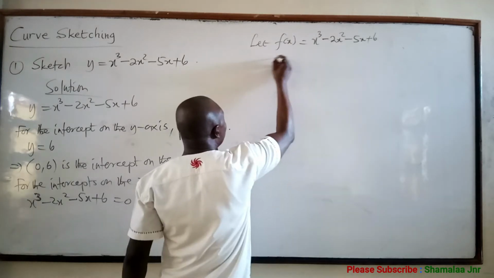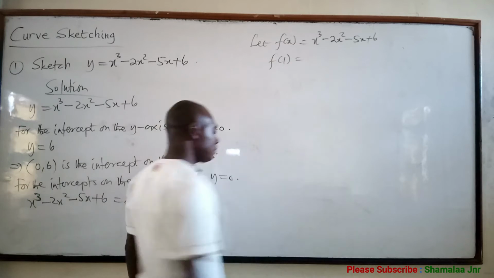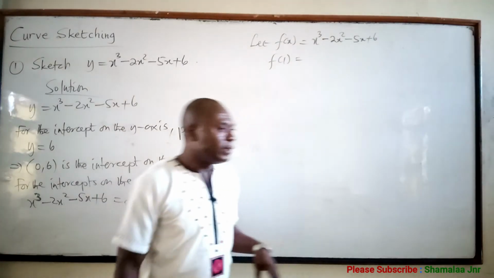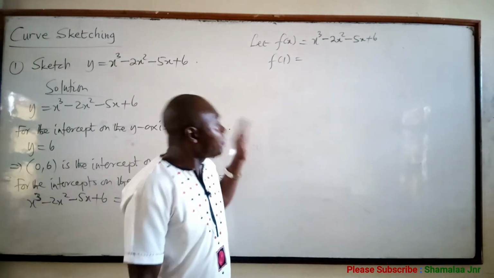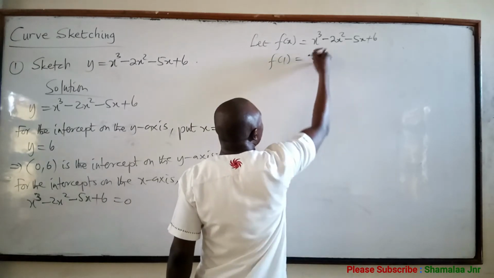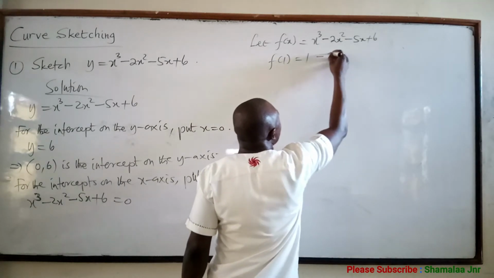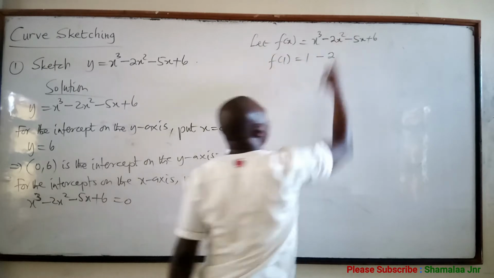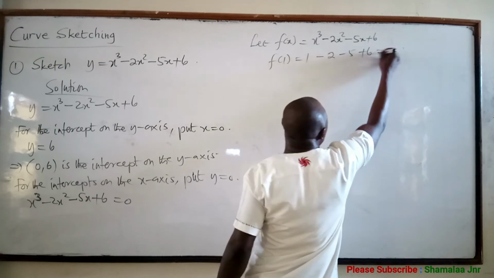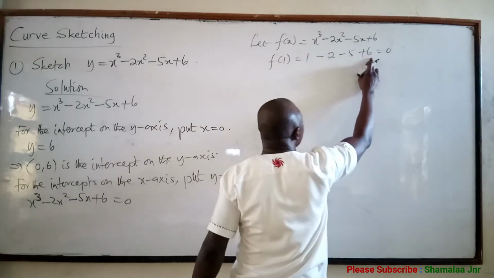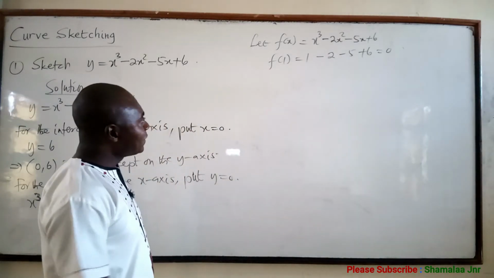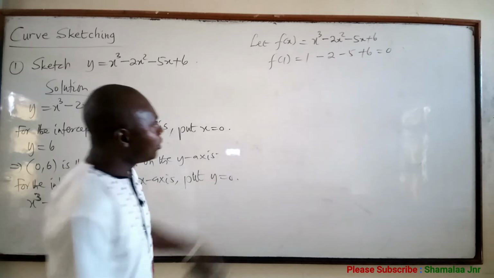So you can decide to find f of 1. If you find f of 1 and you get 0, then according to the factor theorem, x minus 1 will be a factor. When you put 1 here, this will be 1 cubed, that is 1, minus 2 times 1 squared, which is 2, minus 5 plus 6. 1 plus 6 is 7, minus 2 minus 5 is negative 7, so 0. So it means that f of 1 is equal to 0.